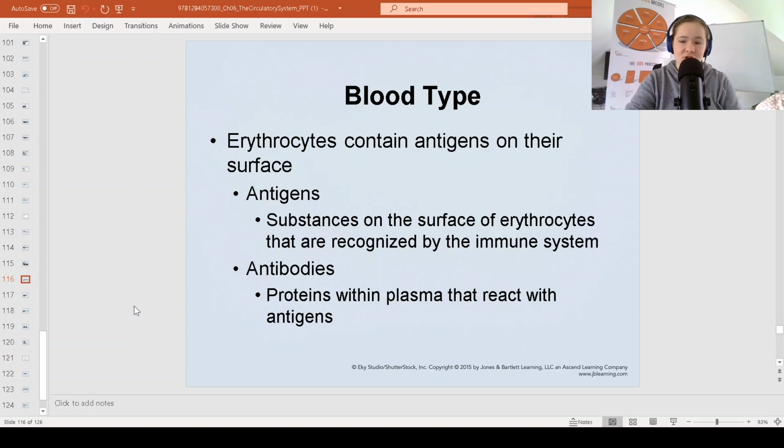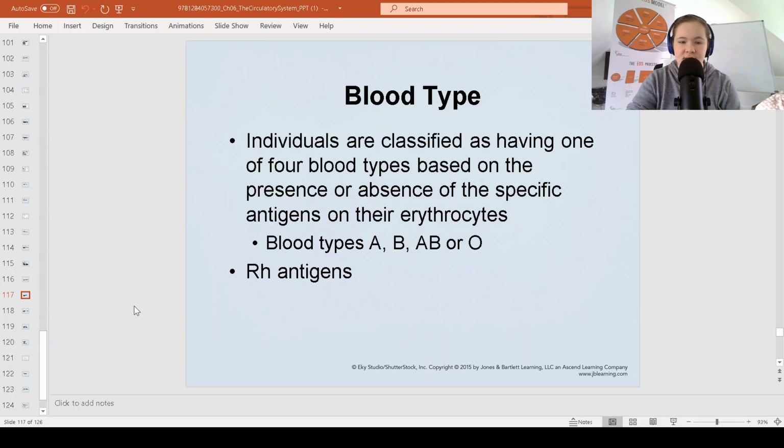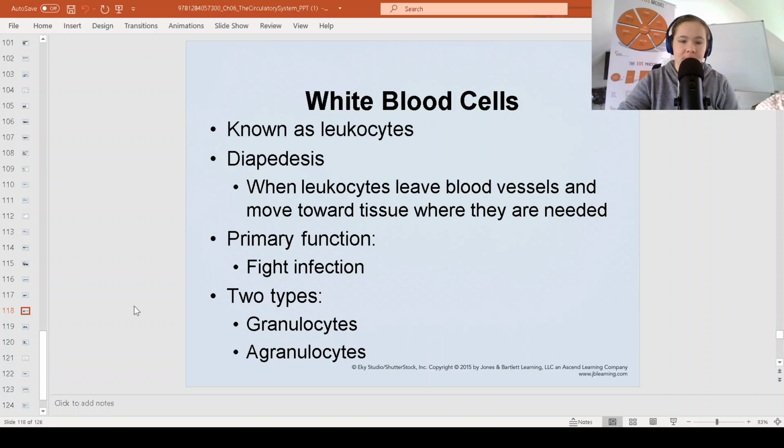Erythrocytes contain antigens on their surface. Antigens are substances on the surface by which erythrocytes are recognized by the immune system. Antibodies are proteins within plasma that react to antigens. Individuals are classified as having one of four blood types based on the presence or absence of specific antigens on their erythrocytes. So the blood types are A, B, or O, and then the Rh antigens.